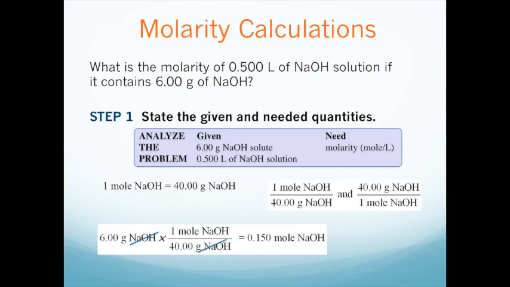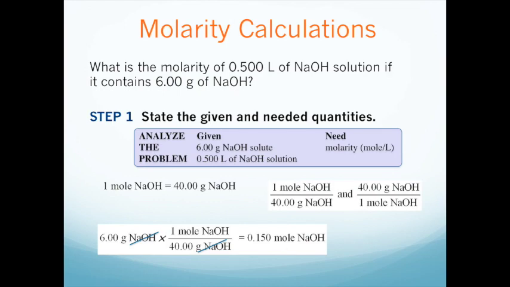Now we know from our periodic table that 1 mole of sodium hydroxide has a formula mass of 40.00 grams, which means that we can set up a number of different factors to assist us in calculations. So 1 mole of sodium hydroxide per 40 grams of sodium hydroxide, and 40 grams of sodium hydroxide per 1 mole. Now the appropriate factor to use in this case is the one with 40 grams in the denominator, because we have grams in the numerator here. So 6 grams of sodium hydroxide divided by 40 grams per mole is equal to 0.150 moles of sodium hydroxide.